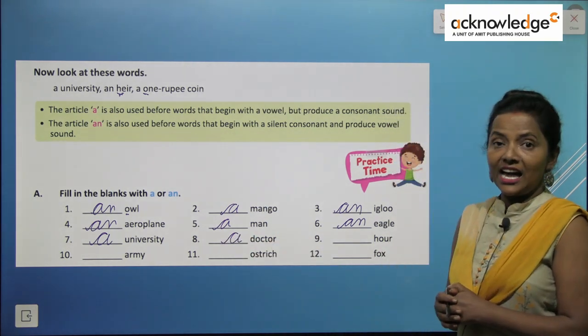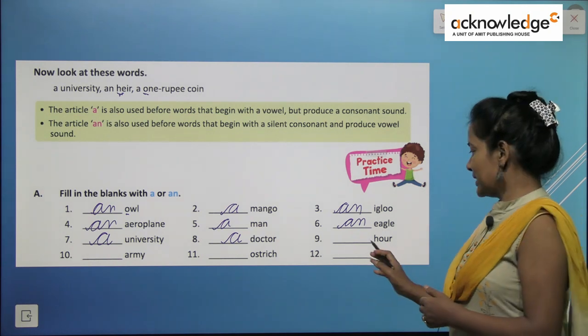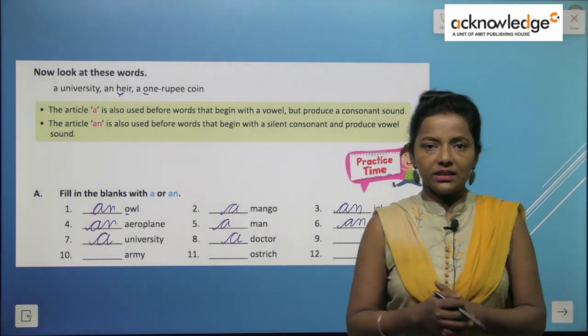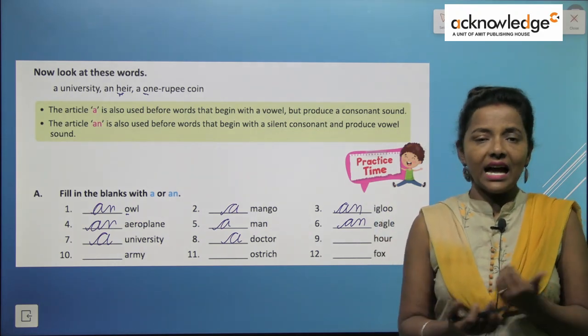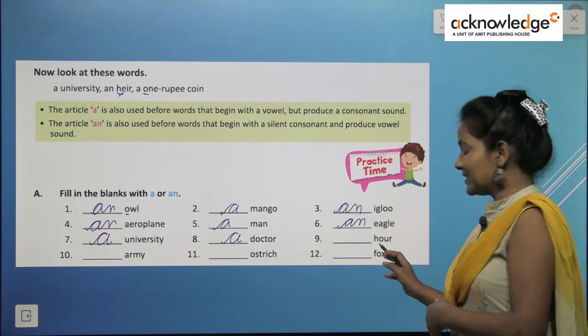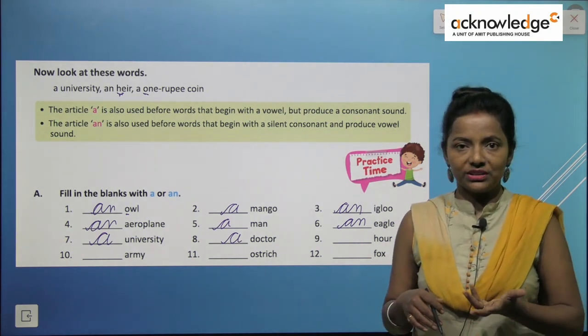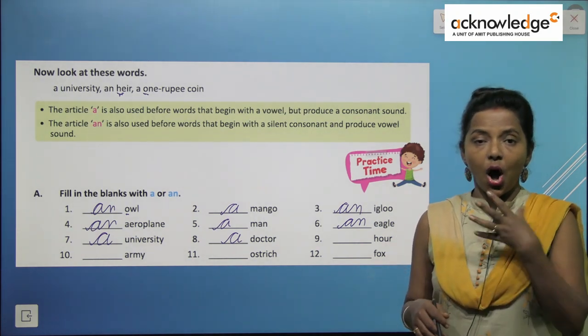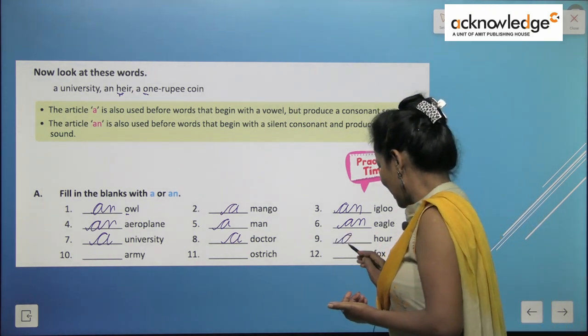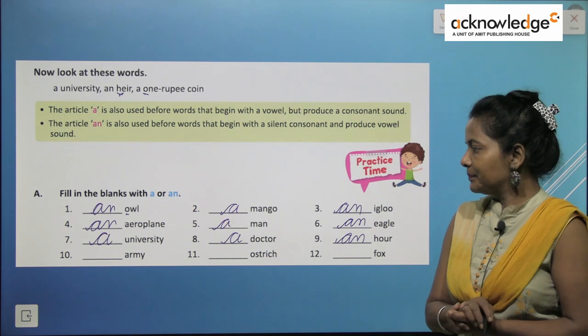Hour, an hour. Now you can say, ma'am, this is H. H is a consonant. So why are we using an? Because an is used with vowels. So this is producing a vowel sound. An hour, O sound is coming. So that's why we write an hour.